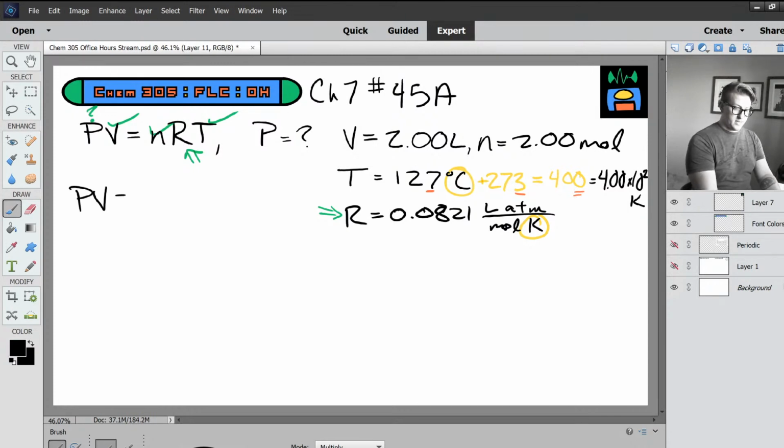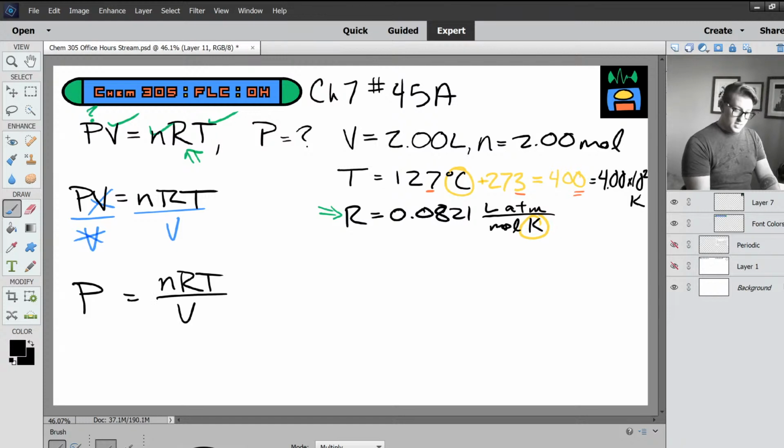We can solve for pressure because we know that PV equals nRT, and we can isolate pressure on one side of this equation by dividing both sides by volume. So we get pressure is equal to our number of moles times the ideal gas constant times our temperature in Kelvin divided by volume. And we have all these values. We have 2.00 moles times 0.0821 liter atmospheres per mole Kelvin.